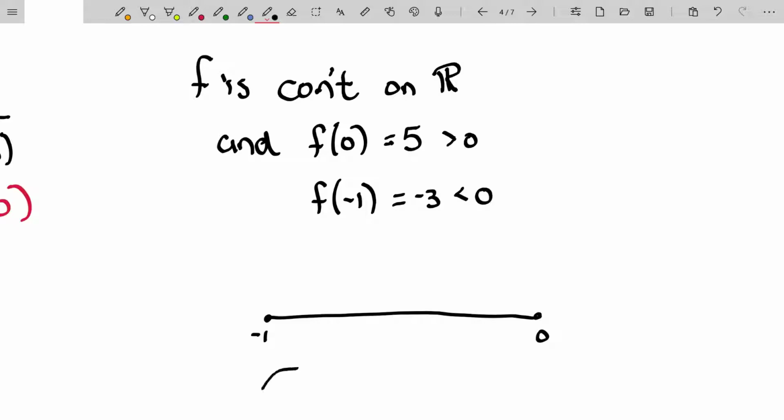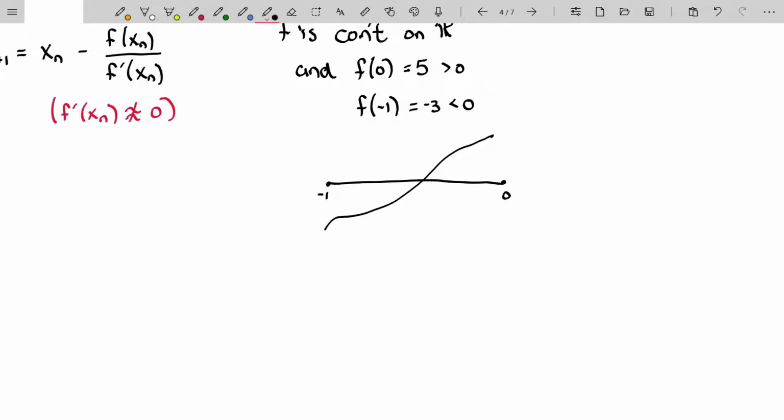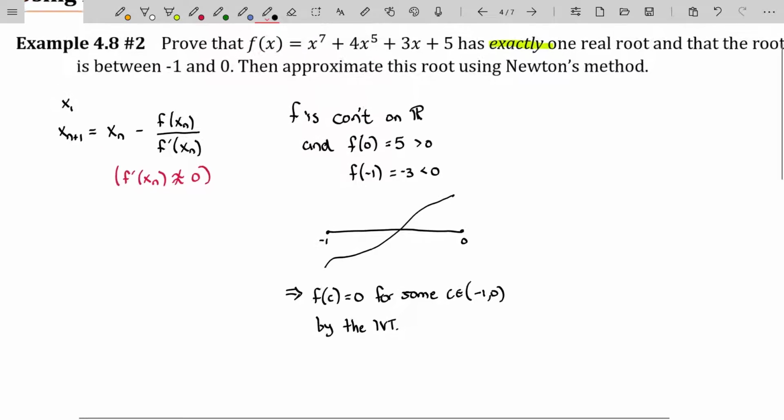So it goes from some negative value to some positive value, and f is continuous, which means f must cross the x-axis at some point between -1 and 0 by the intermediate value theorem. So thus this implies f of c is equal to 0 for some c in the interval from -1 to 0, and this is by the intermediate value theorem. So that's the first part. That's called the existence part. We've shown that there exists a root between -1 and 0.